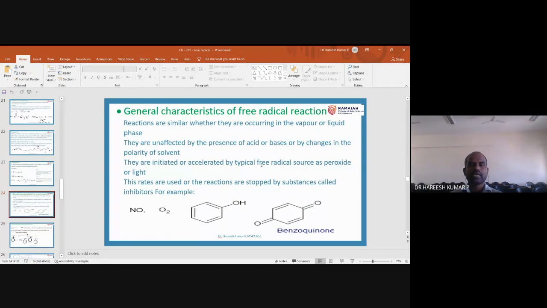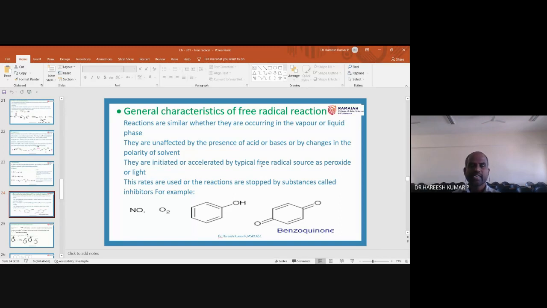General characteristics of free radical reactions. Reactions are similar whether they occur in the vapor phase or the liquid phase, so free radical reactions are the same in both phases. They are unaffected by the presence of acid or base, or by changes in the polarity of the solvent, as in the case of nucleophilic substitution reactions.